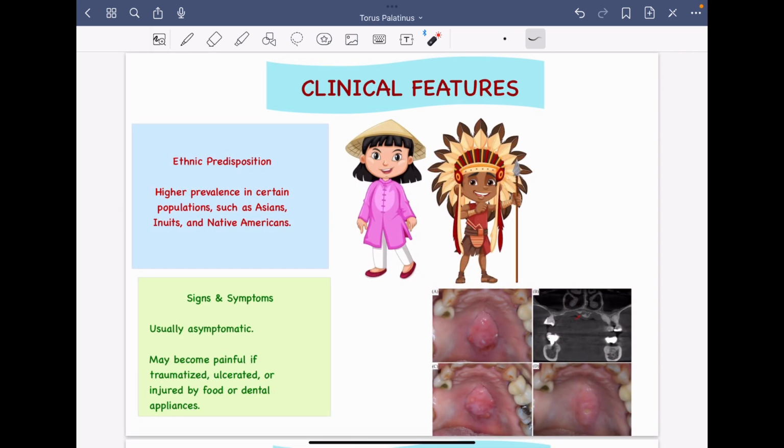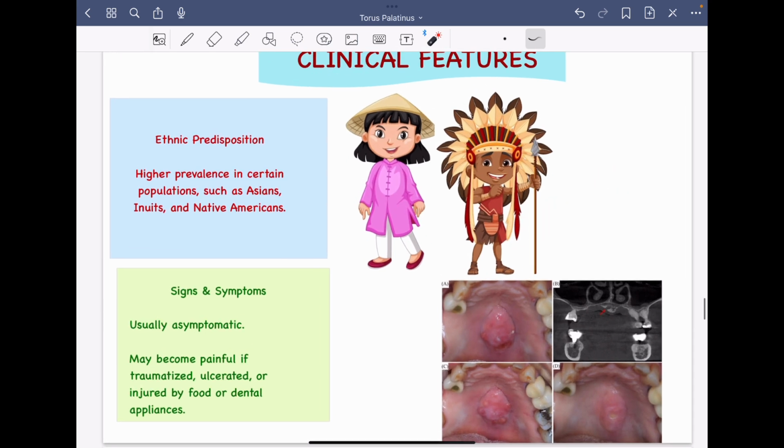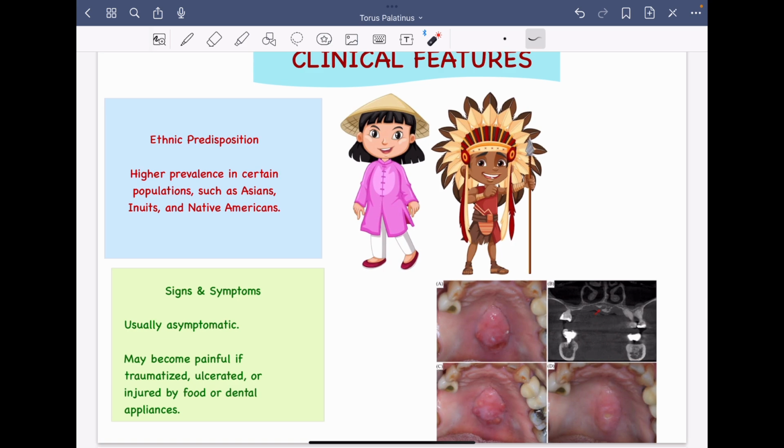So Torus palatinus definitely has some ethnic predisposition, right? Higher prevalence is generally recorded in populations such as Asians, Inuits and Native Americans as well. Moving on towards the signs and symptoms. Usually these are asymptomatic, right?